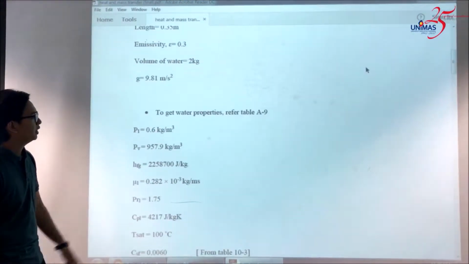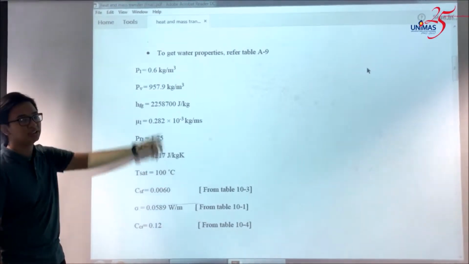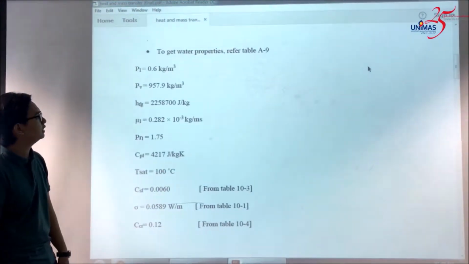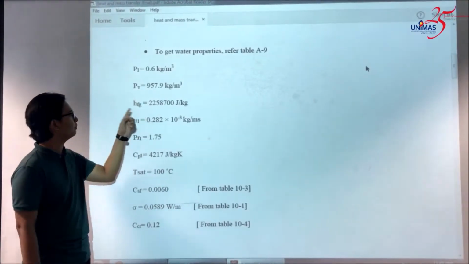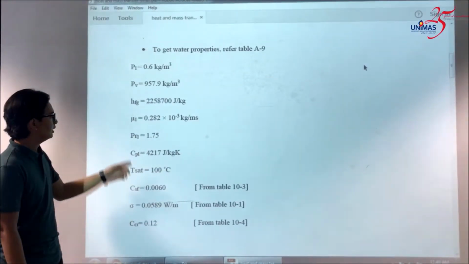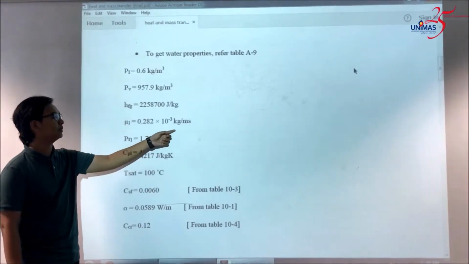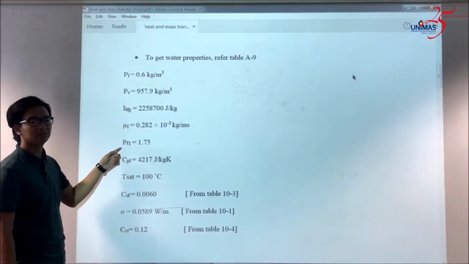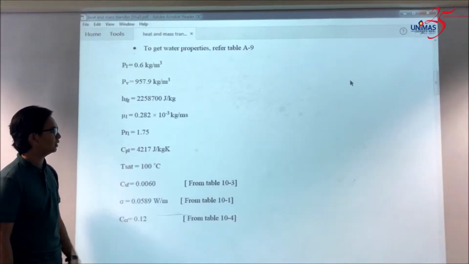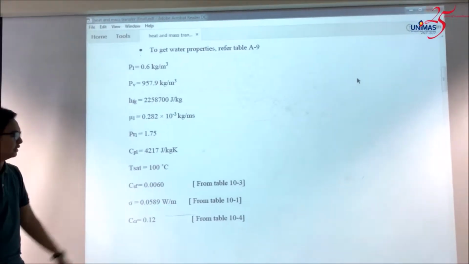To get water properties, we refer to table A9. Density for liquid is 957.9 kg per meter cube. Density for vapor is 0.6 kg per meter cube. HFG equals 2258700 J per kg. Dynamic viscosity equals 0.282 times 10 negative 3 kg per meter second. Prandtl number is equal to 1.75. CPL heat capacity is 4217 J over kilogram Kelvin. T-sat equals 100 Celsius.